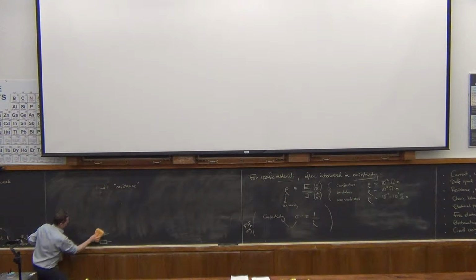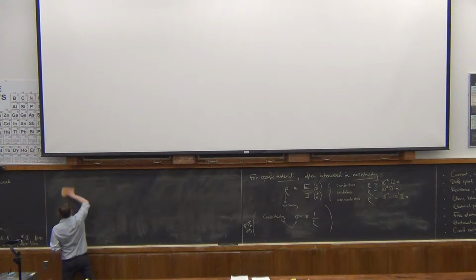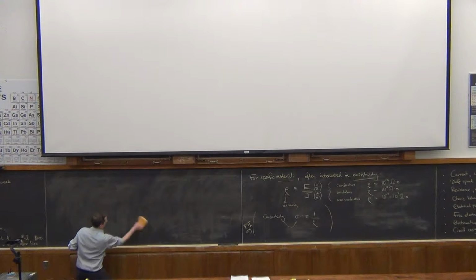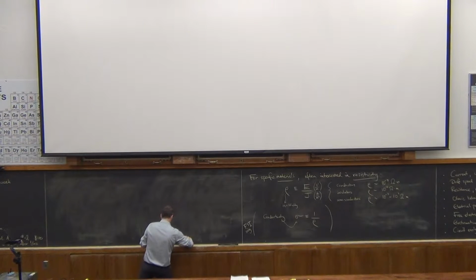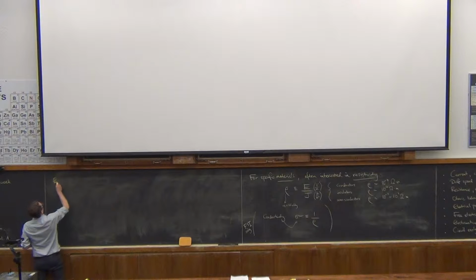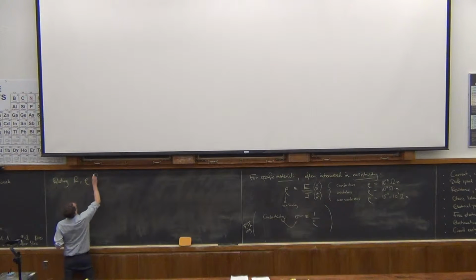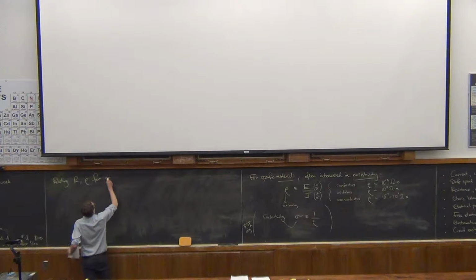So I know we're moving relatively quickly here, but it's fairly simple stuff, to get on to slightly more interesting things. So, relating R and omega for a specific device.